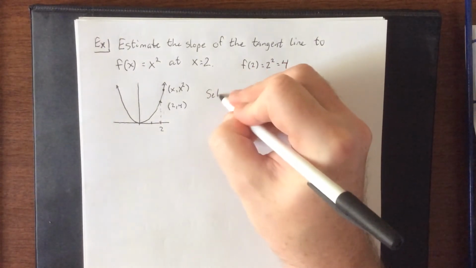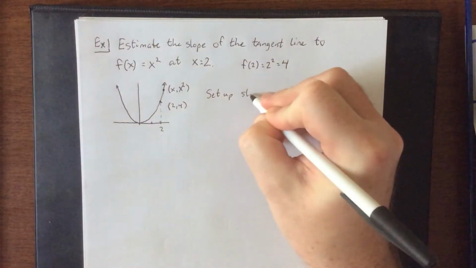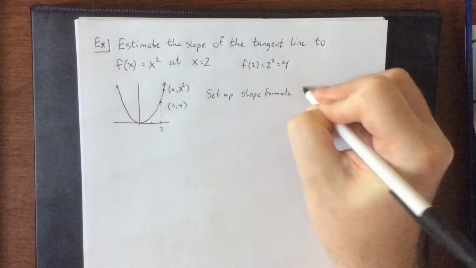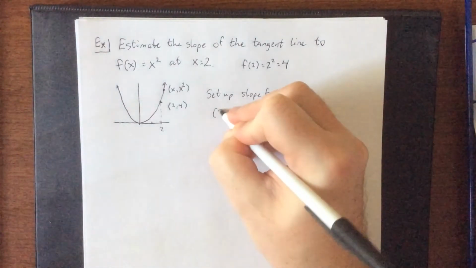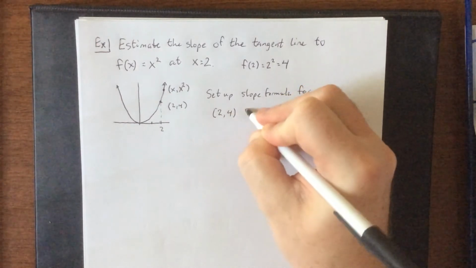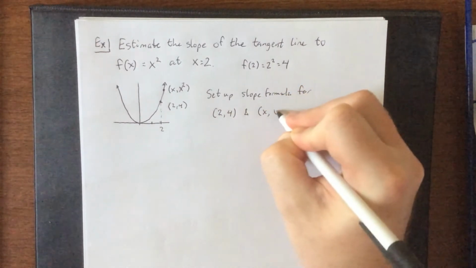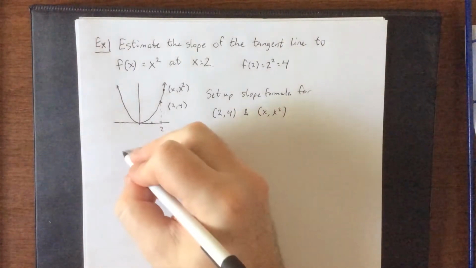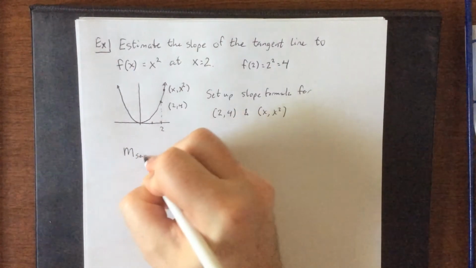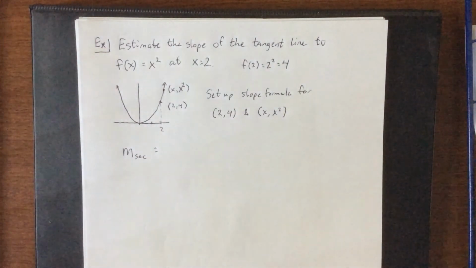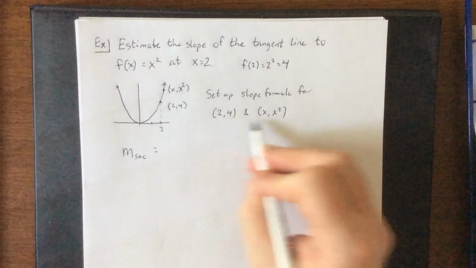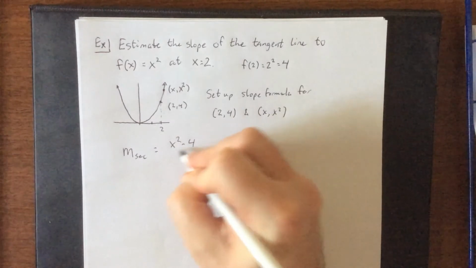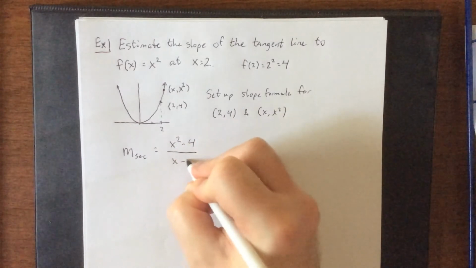So what we'll do is set up the slope formula for the ordered pair (2, 4) and for the ordered pair (x, x squared). This will be the slope of a secant line. We'll do y2 minus y1 over x2 minus x1. So it'll be x squared minus 4 over x minus 2.